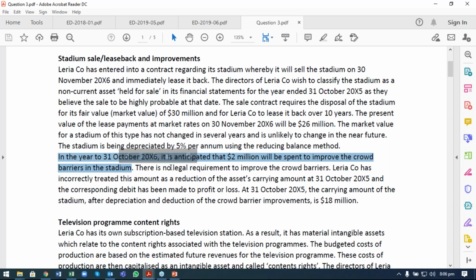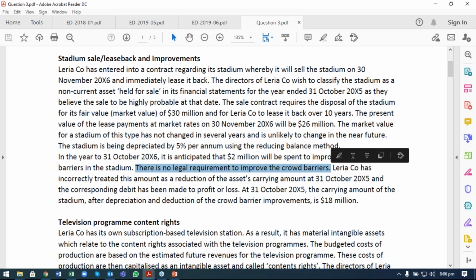As far as this is concerned, there is no legal requirement to improve the crowd barriers. There is no specific guideline provided, or any implication on the Laria company to improve. The company might have improved to make sure the stadium looks nicer to the audience, and the audience will be visiting this space more frequently for watching live matches, and there could be any other reason.